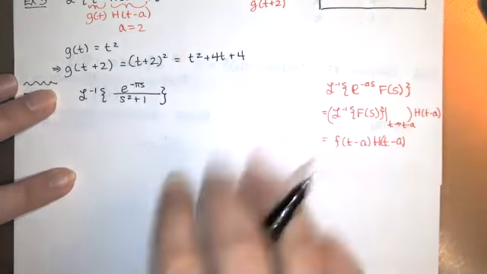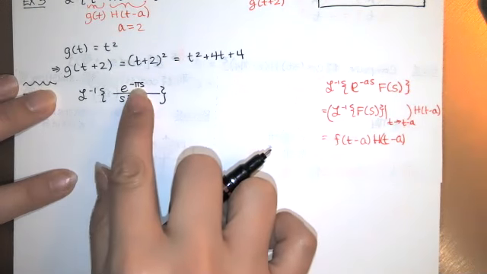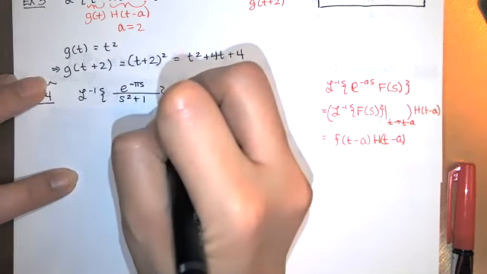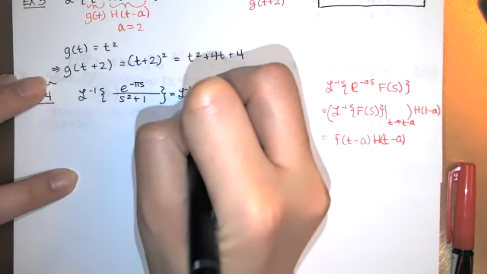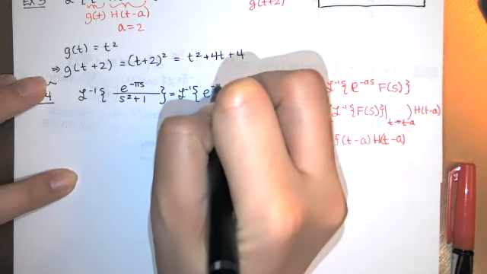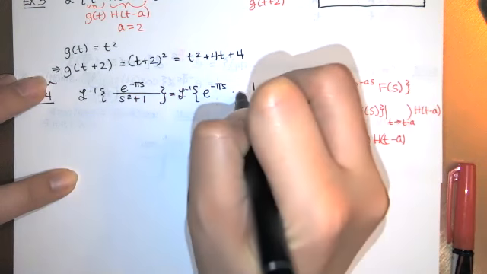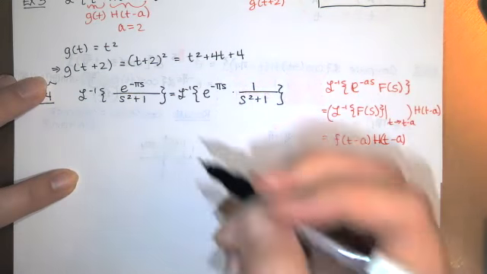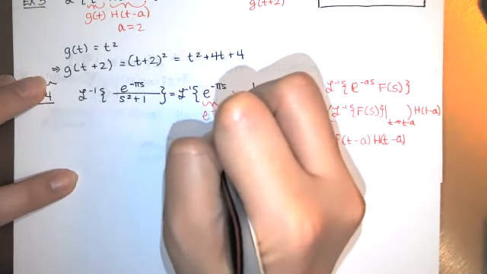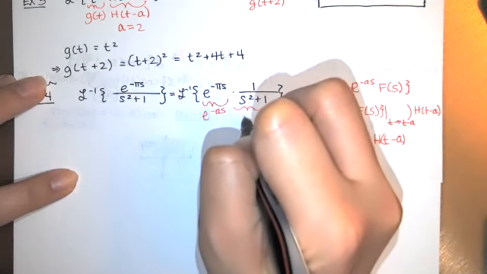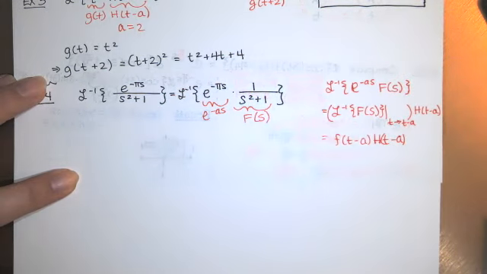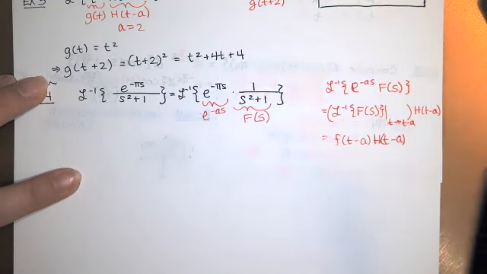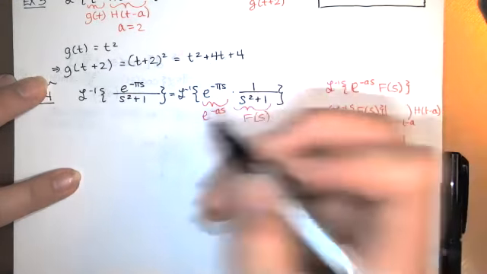Okay, so as soon as I see that e to the negative pi s, I know this is where I'm going. So I'm thinking of it this way: e to the negative pi s times 1 over s squared plus 1. Just using pattern matching, this is my e to the negative as, and this is my F of s. Well, if e to the negative pi s is equal to e to the negative as, a must be equal to pi.